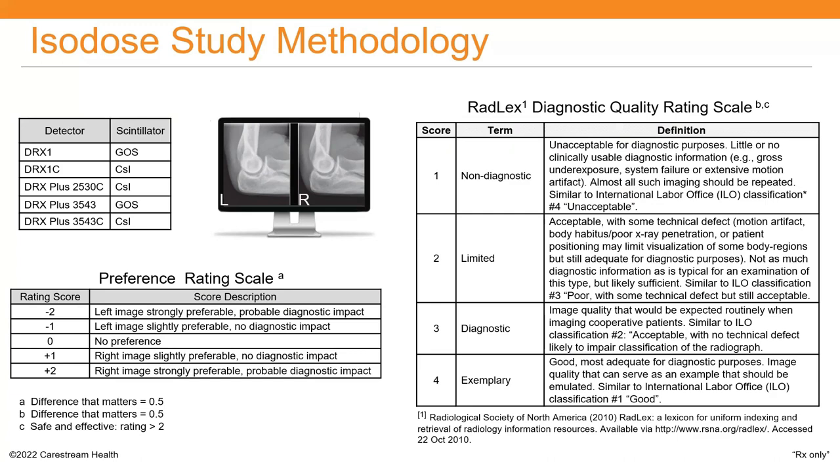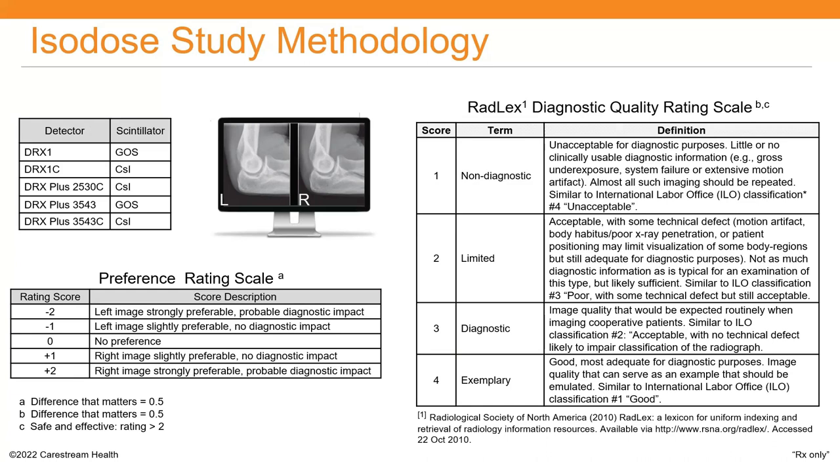The isodose study had two objectives. The first was to demonstrate that images processed with SNC have a quality level that is equivalent or better than images processed with EVP Plus alone. Preference was measured using a relative 5-point scale, and diagnostic quality was measured using a 4-point absolute scale. The second objective was to demonstrate that SNC produces safe and effective images.